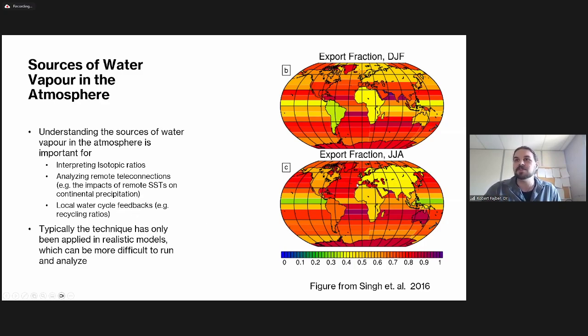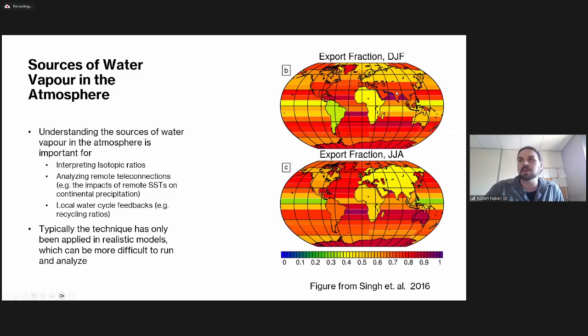Lastly, often we're interested in local water vapor cycle feedbacks, things like recycling ratios. The plots over here are export fractions, which is kind of the opposite of recycling ratios. If the export fraction is 1, that means all the water vapor that's evaporated at that grid cell goes somewhere else before it precipitates. If the export fraction is 0, all the water vapor is recycled over where it's evaporated. So you can see there are some areas where the export fraction is really small, where a lot of the water vapor is being recycled locally.